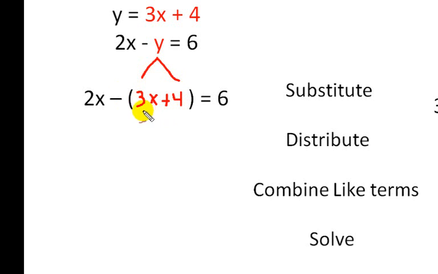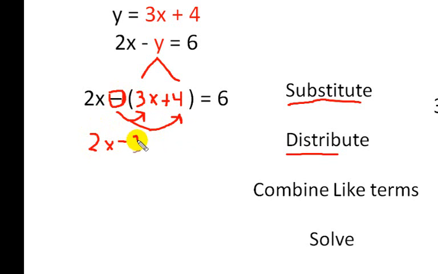And when I do this, I get this big equation, so that was my substitute step. So now I need to distribute. In this particular equation, we had minus y, so this minus sign here needs to be distributed to both terms. You could think of this as a -1. Okay, so positive 3x times -1 will get me minus 3x. Here, I just brought down the 2x. This would give me minus 3x. If I distribute the negative to that 4, it would give me -4. This is equal to 6.